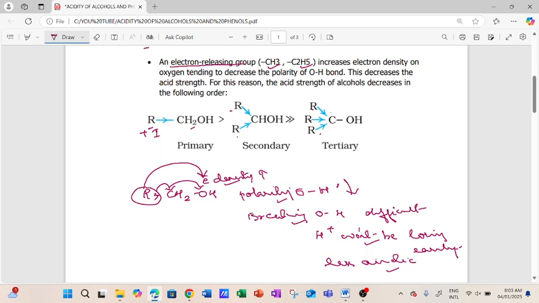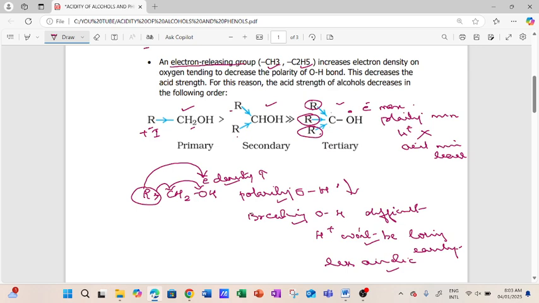Now the same concept I am going to apply to primary, secondary and tertiary alcohols. You see in a tertiary alcohol there are three alkyl groups. All the three alkyl groups will be releasing electrons to this oxygen atom. So the electron density of this tertiary alcohol is maximum. So the polarity of the OH bond in tertiary is minimum, very less. So H plus ion will not be lost there. It means acidic character will be minimum, very less, least. We can say that tertiary acidic character is least.